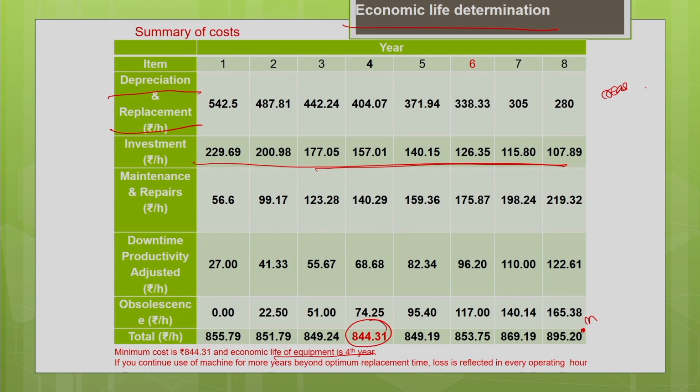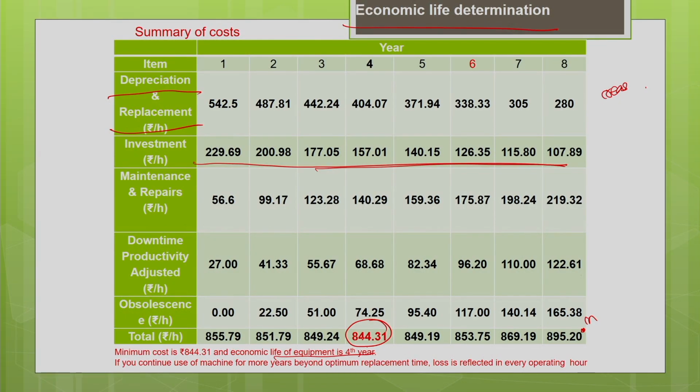The equipment owner won't prefer to hold a machine when the cost associated with the machine is going to be high. Beyond the fourth year it is increasing. So at the end of the fourth year it is better to replace the old machine with the new machine. If you are still going to hold it for one more year, say the fifth year, this difference will be the loss.